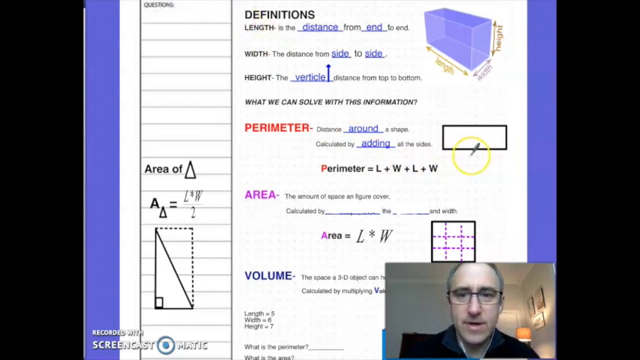If we said that this rectangle is 5 feet long and 2 feet wide, we would take 5 plus 2 plus 5 plus 2, and we would add them up. 5 and 5 make 10, 2 and 2 make 4, 10 and 4 make a perimeter of 14. We could label these inches or centimeters, nothing fancy at the end. They're not squared because we're not talking area.